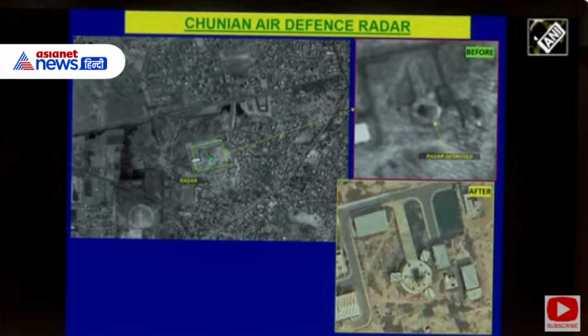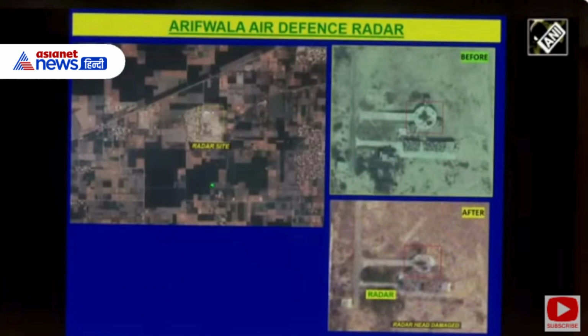The Chunia air defense radar, which was taken out on 7th and 8th. This is the radar site. A blown up photograph, once again, on a tower. Not very clear, but what you see very clearly is the after effect after we have struck. The radar head has been completely decapitated. Next slide, please. Arifwala air defense radar. In this complex, you see how it looked before, blown up image, and after really blown up. Next.